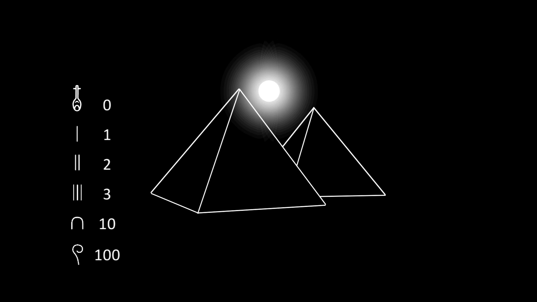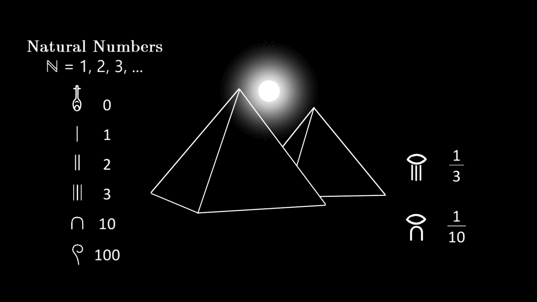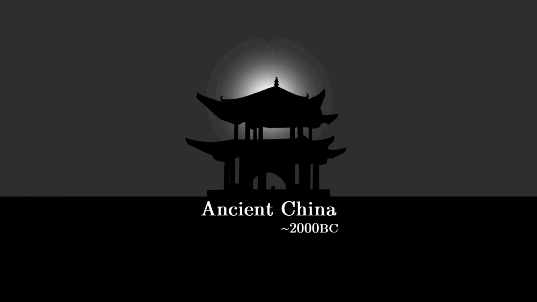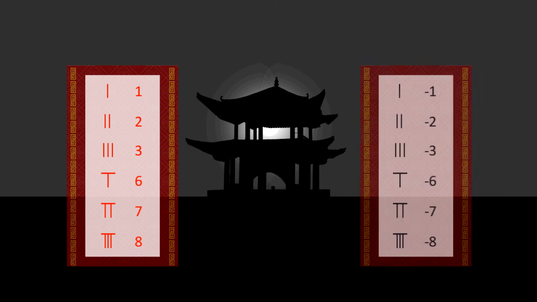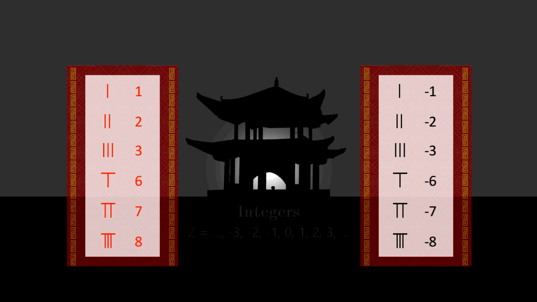There is evidence that the ancient Egyptians even had symbols for fractions. These symbols can be thought of as the precursors to the natural numbers and rational numbers that we are familiar with today. During a similar time period, ancient Chinese mathematicians developed a different number system. Colors were used to differentiate between these normal numbers in red and these so-called negative numbers in black. Historians believe that these negative numbers were used for balancing financials and calculating debt. By extending the normal numbers with negative numbers, we get what we now call integers.